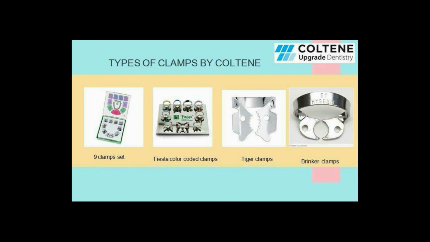The third kind of clamps which are available by Coltene are the Tiger clamps. These are the serrated clamps. The advantages of the same I have already enumerated in the previous slides, and these are quite useful for grossly decayed teeth. The last ones are the Brinker clamps, or the showstoppers by Coltene, because these clamps are available only by Coltene, and the advantages and the uses of each and every Brinker clamp I have already enumerated in the previous slides.